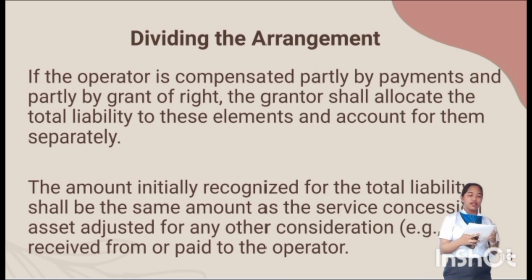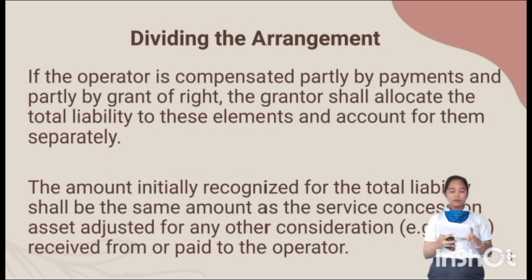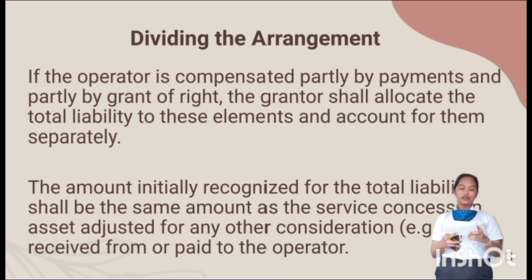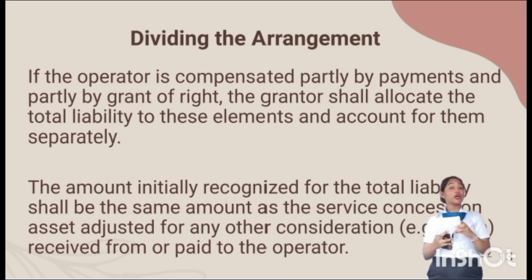So then the amount initially recognized as the total liability is equal to the value of the service concession asset. However, this amount will be adjusted if any other consideration such as cash is received from or paid to the operator.